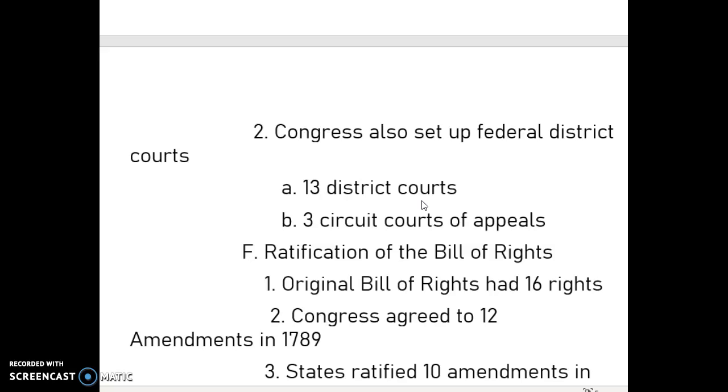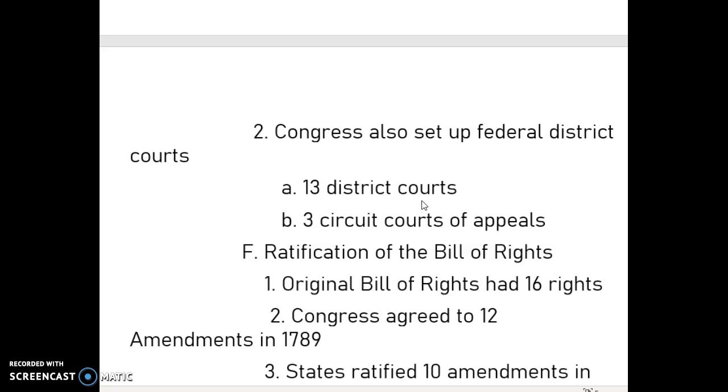There was going to be a federal court in every state. And then they had 3 circuit courts of appeals. And the way the courts work in the United States is that you have a court of original jurisdiction. That's the court who hears a case for the first time. If one of the parties in that case is not satisfied with how their case went, they have the right of appeal.